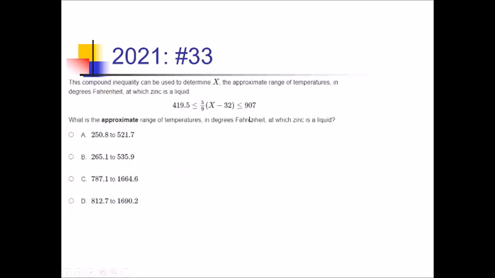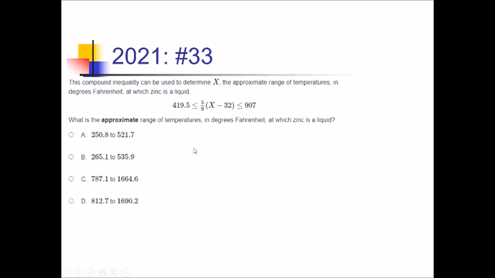On this one, we have a compound inequality used to determine X, the range of temperatures in Fahrenheit at which zinc is a liquid. So this is kind of an interesting setup. We want the approximate range of temperatures in Fahrenheit at which zinc is a liquid. So basically, all of this is saying to solve for X using this compound inequality.